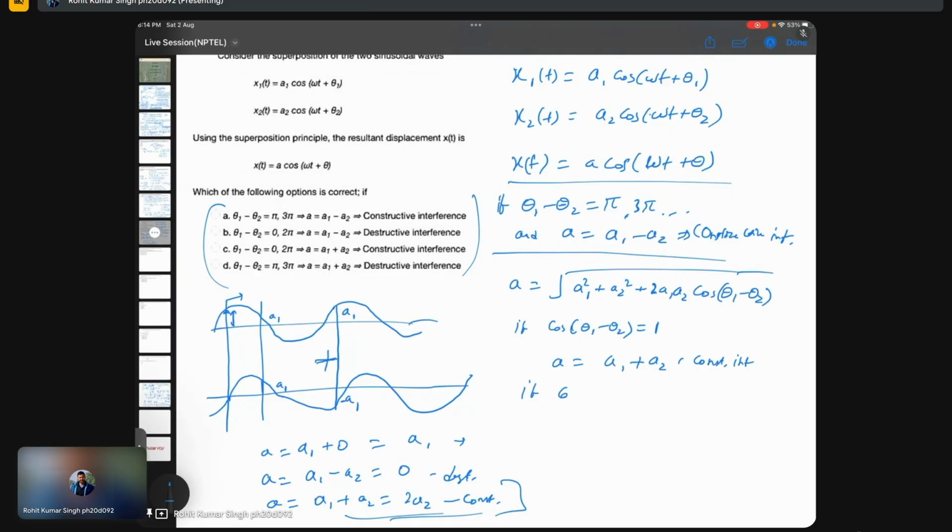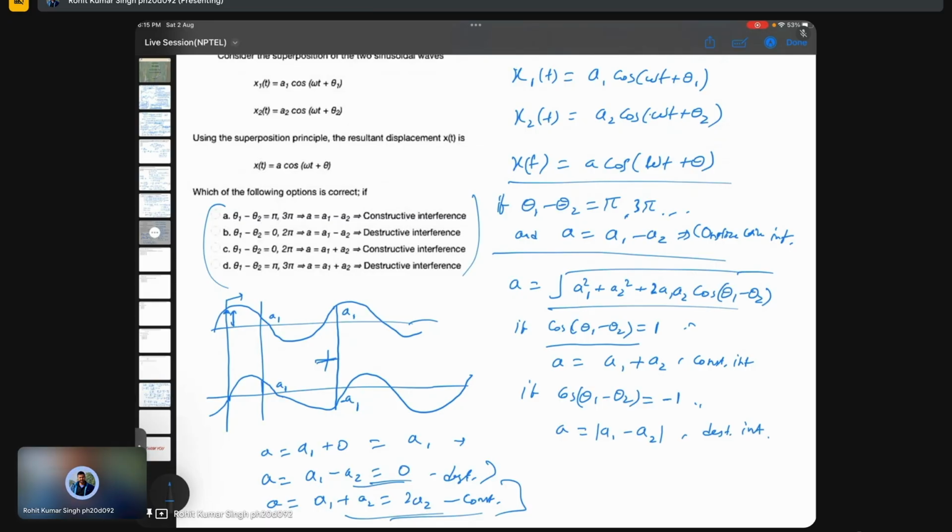And if cos(theta 1 minus theta 2) is equal to minus 1, then from this formula, as you can see, you will have A equal to the modulus of a1 minus a2. So something like this is a destructive interference, okay. And when does this condition hold? So cos equal to 1 will always happen.